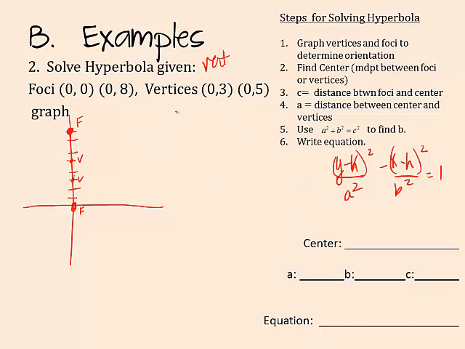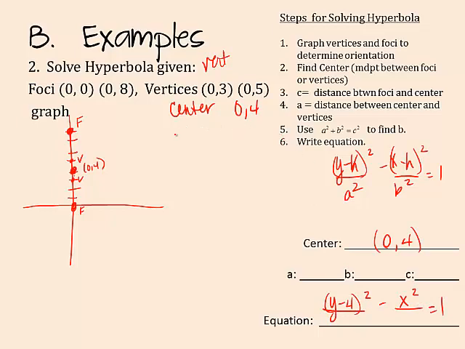So I need to figure out, what is my center? Well, what is the center point between all of these? You can look at this and see. The center between the two vertices is this one right here, (0, 4). Okay, so (0, 4) is my center. So I already know part of my equation. It would be (y − 4)² minus x², equals 1.